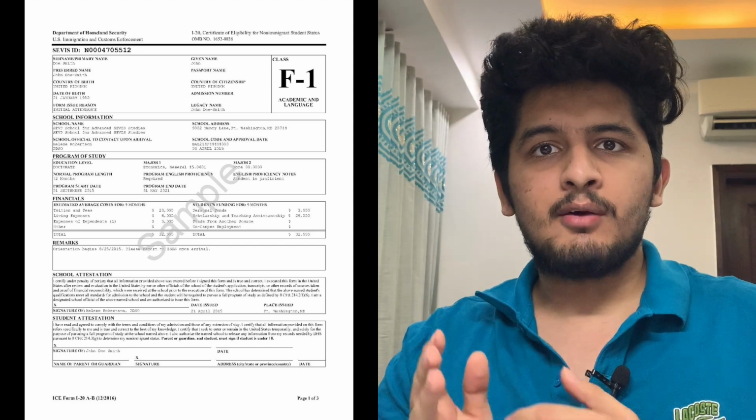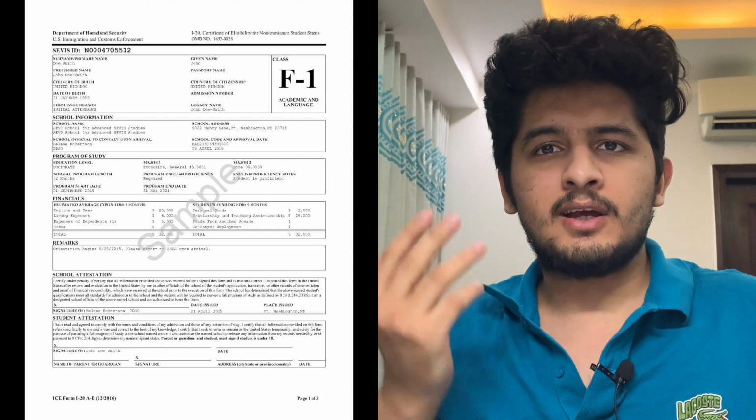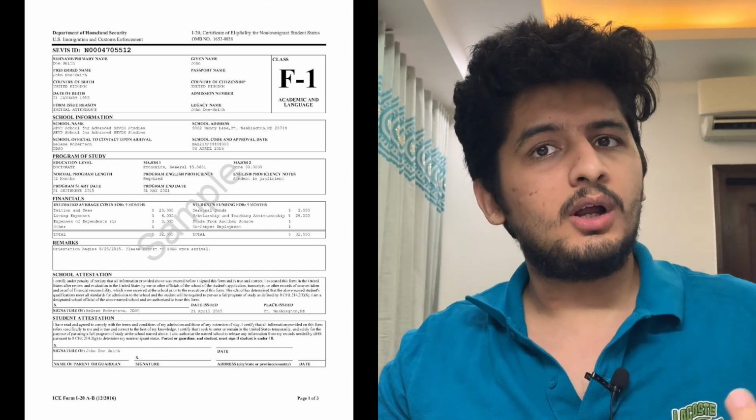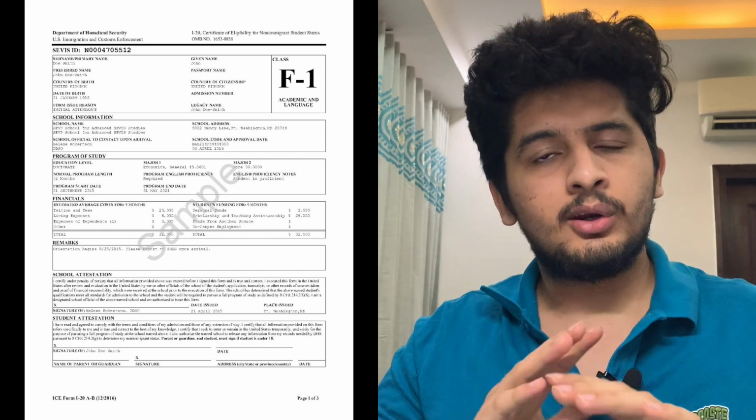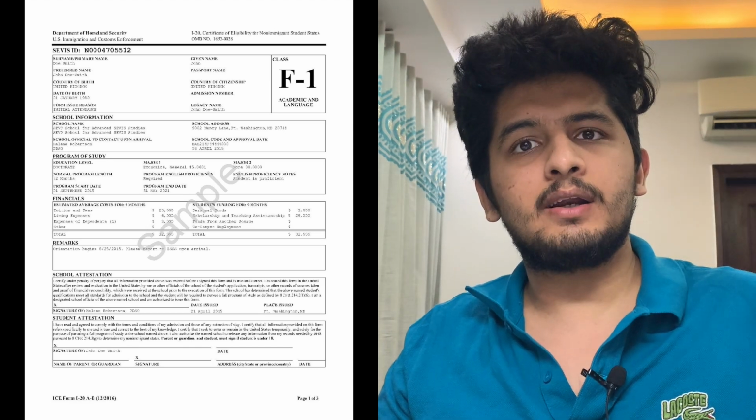I20 is basically your certificate of eligibility for non-immigrant student status, for example your F1 visa. It certifies that you have gotten into a university and that you are financially stable and can pay the expenses on your own, or a sponsor can sponsor them for all the expenses. The expenses include the tuition fees, housing, food, rent, medical insurance. All of these things are included in the I20 finances, and you have to show them that hey, I will be able to cover all these expenses when I'm going for my undergraduation or my master's degree. So this is basically what an I20 is, and it is issued by the SEVP.